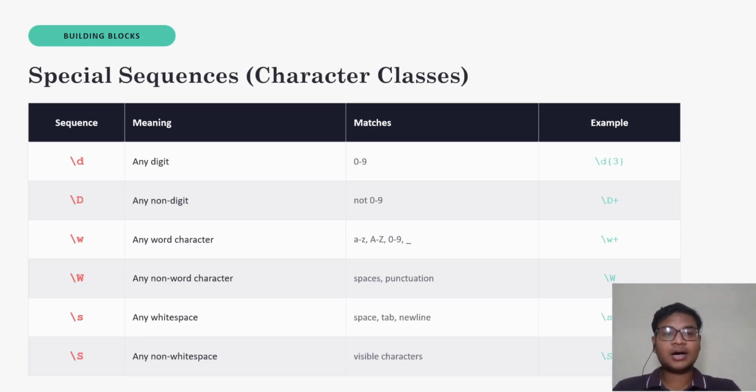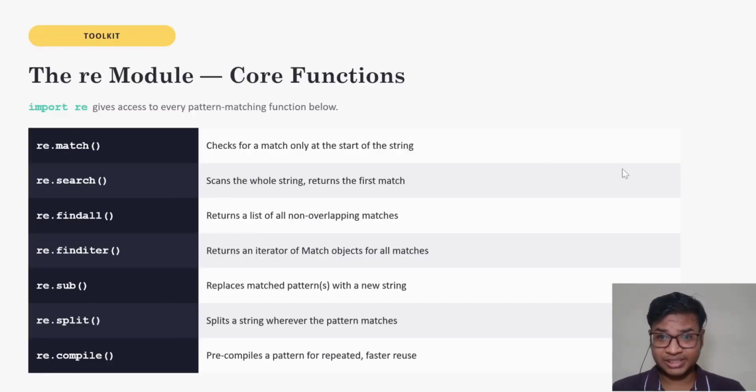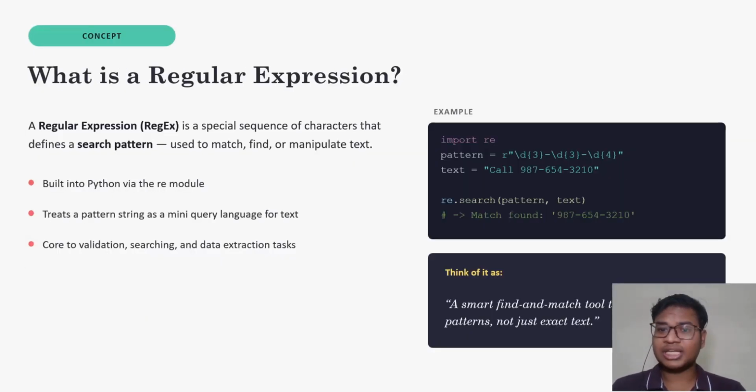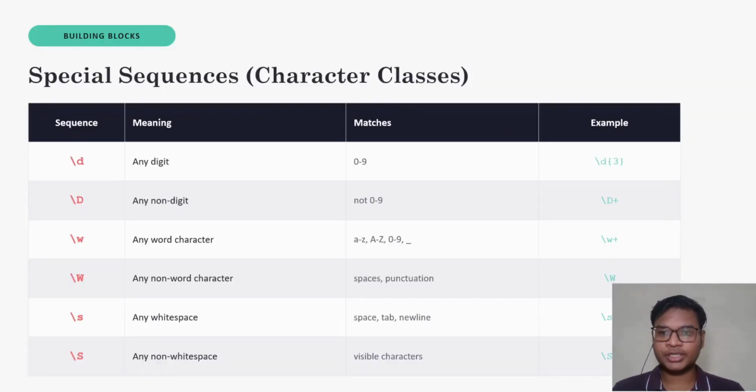This means we have some sequences, their meanings, and what they match, with some examples. First of all, we have backslash d. It means any digit, which matches 0 to 9. Some examples: backslash d3, you can just see here. Okay, these are the patterns. I hope you clearly understand. So these are some special sequences.